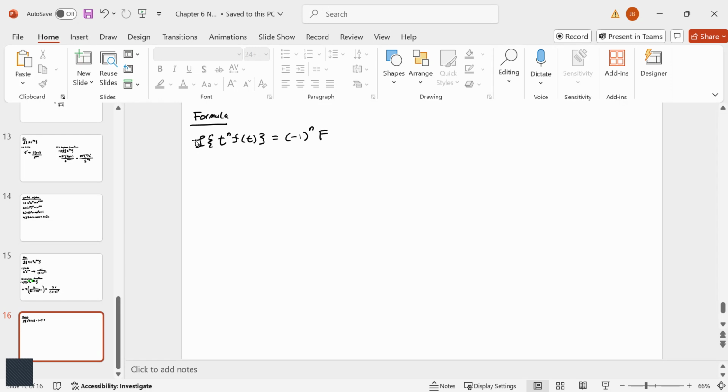So you're going to have F of s, okay? But not just F of s, you're going to take the derivative of the Laplace transformation n times. Through an example, you'll kind of see what that means, right? So here's an example for you. Find the Laplace transformation of t squared sine of 8t, right? So step one is formula from table. And so we write down what we have up there.